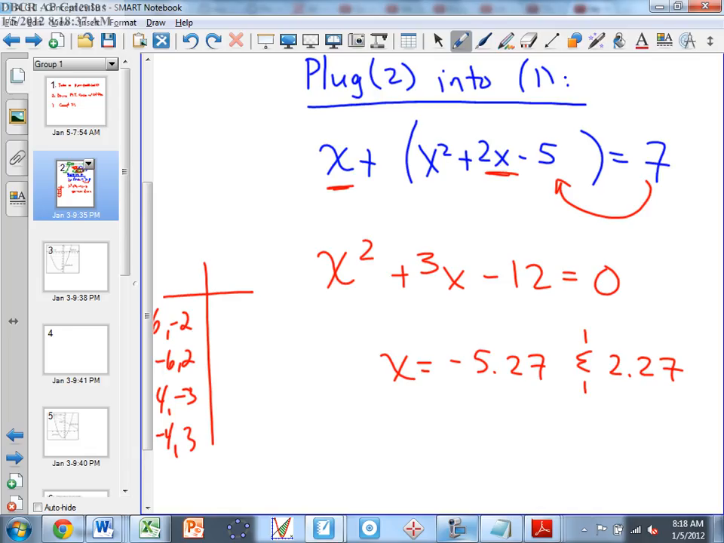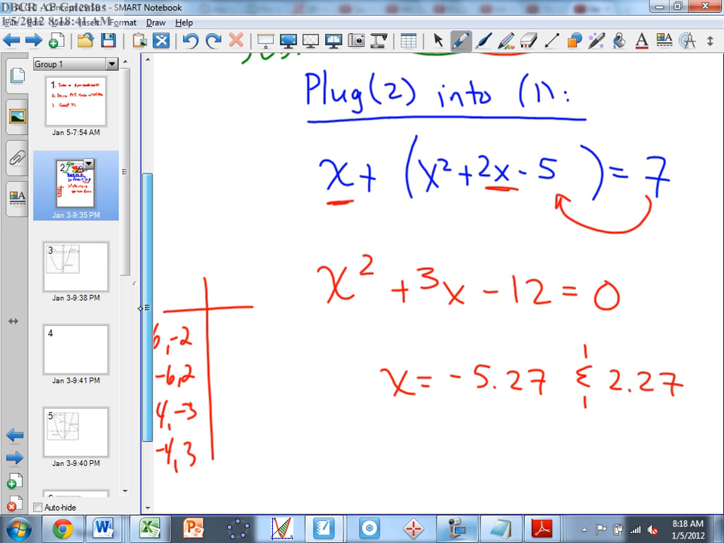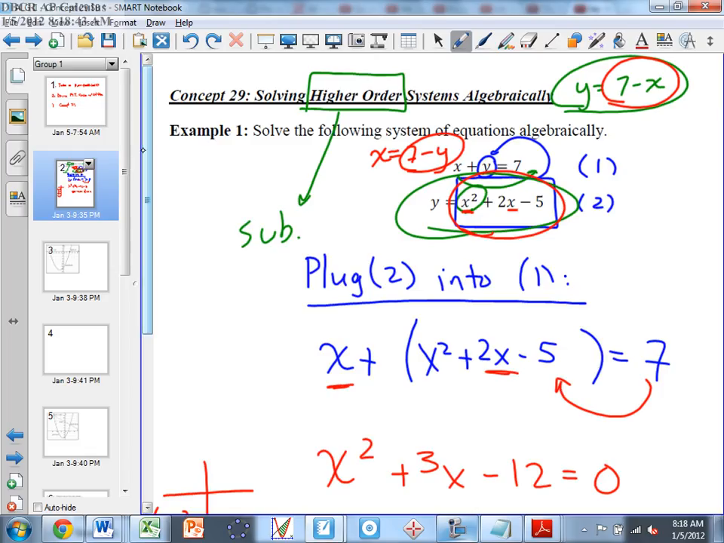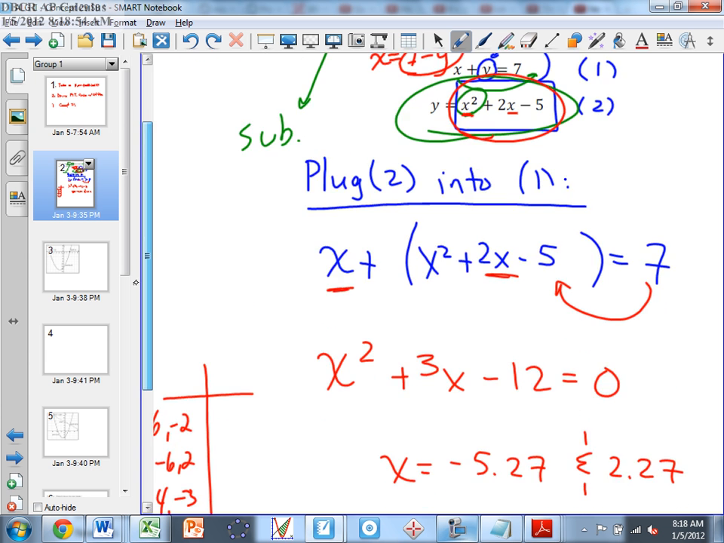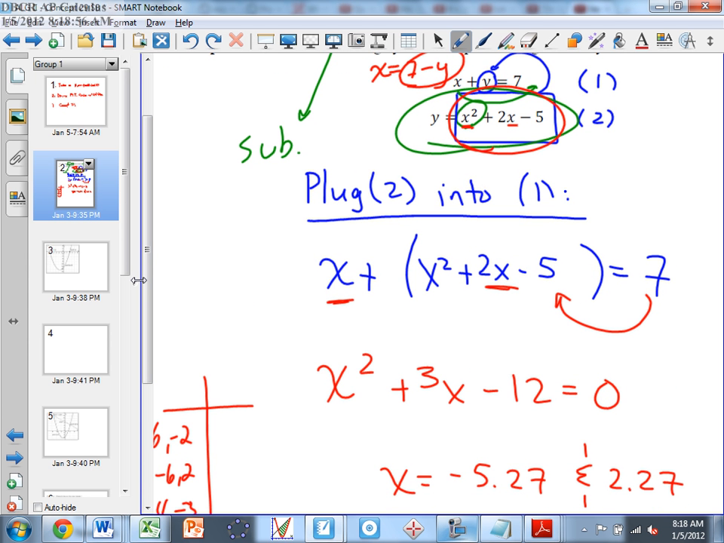Now, what did the original problem say, though? Solve the following system. So we got x. When you solve a system, you have to get a coordinate, right? Y. So I need the y value. Very good, Juliet. But how many x's do I have? 2. So I need to plug each of them in separately and get 2 different y's also.